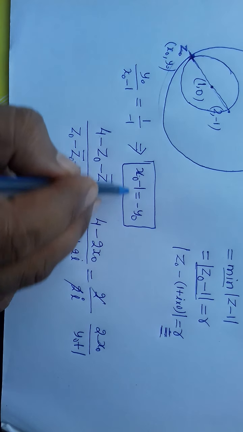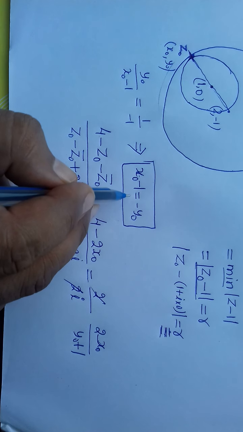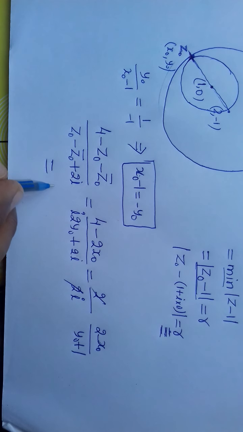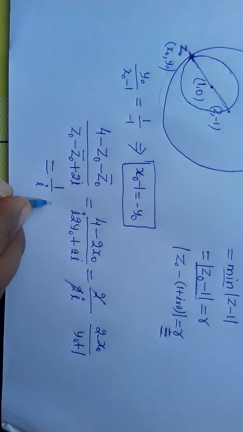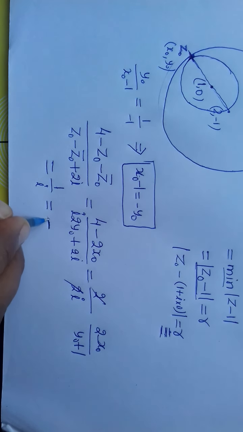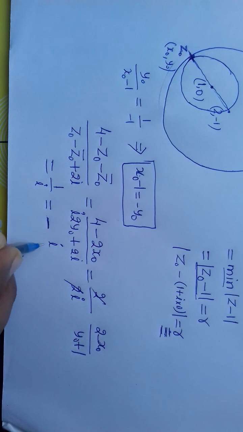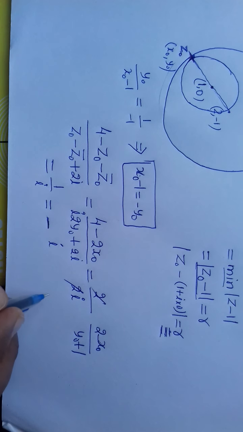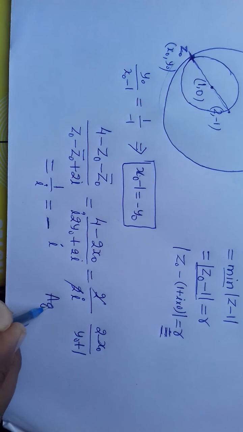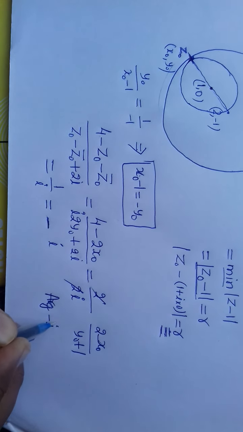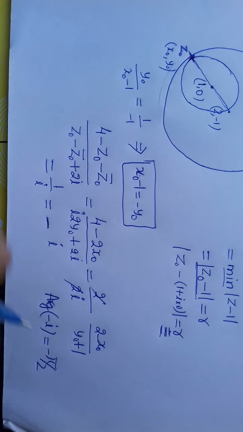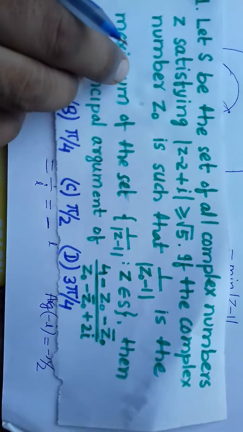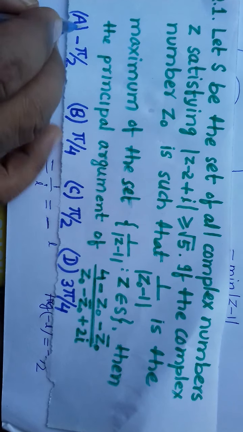Using this relation, this will be 1. So here will be 1 by i. This can be changed as minus i. So arg of minus i will be minus pi by 2. So our option will be A.